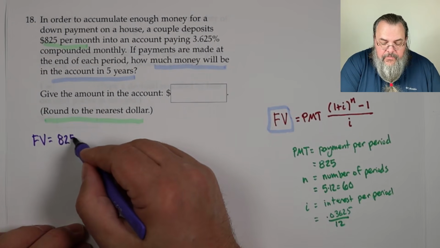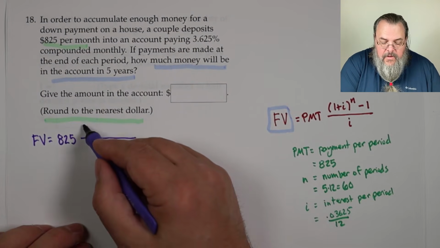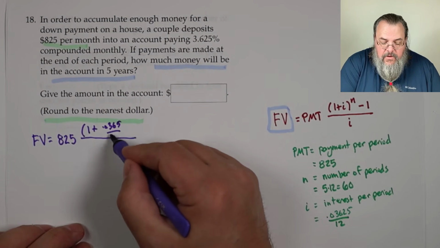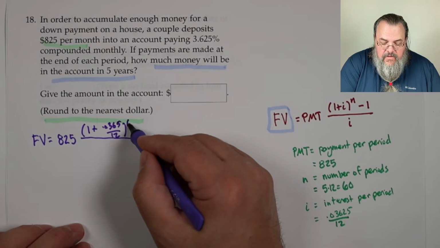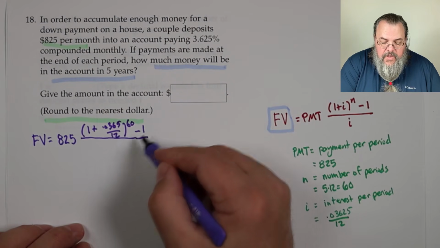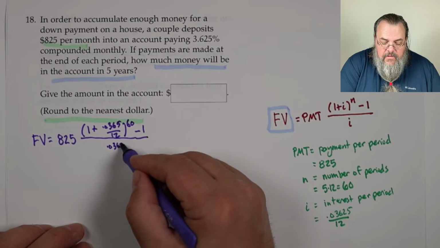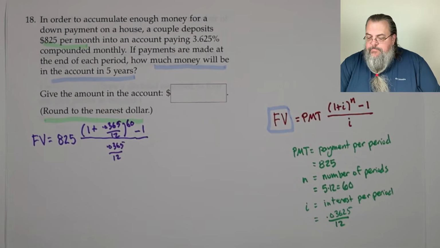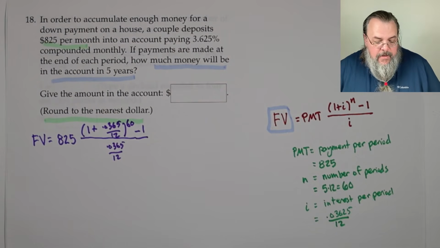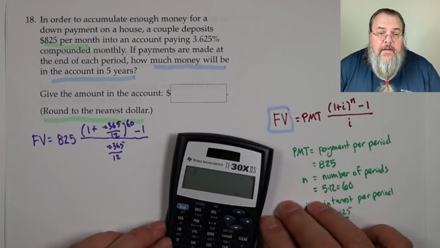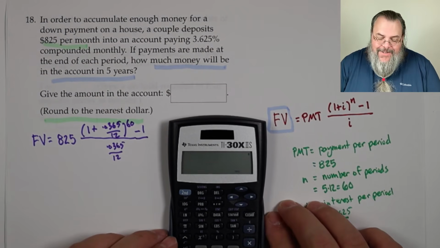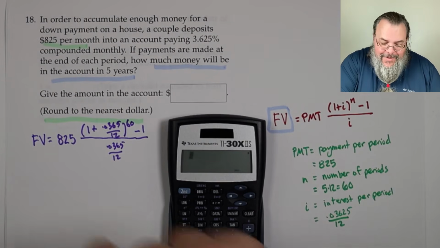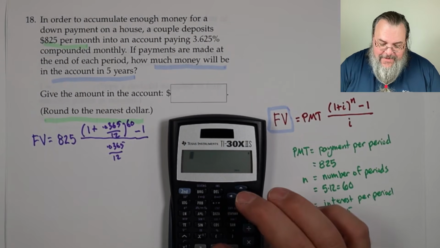825 times 1 plus 0.0365 over 12 to the 60 minus 1 over 0.0365 over 12. All right. There we go. Okay, so, calculator time. That's why you've got to be good at using your calculator, because there's no way you're going to get a number out of that if you don't have a calculator.